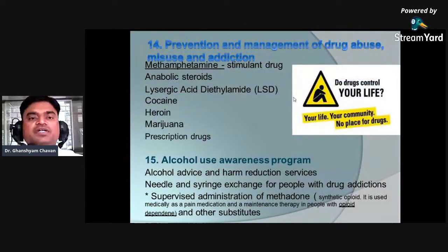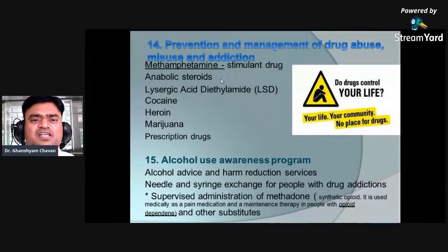Now, the 14th point, prevention and management of drug abuse, misuse, and addiction. There are various types of drugs which can be used for drug habituation. They can be used for euphoria, for a feeling of well-being. Drugs like stimulants, methamphetamine or amphetamine. These are the stimulant drugs. Anabolic steroids are the drugs which we use for bodybuilding, body development. So they are nothing but anabolic steroids.